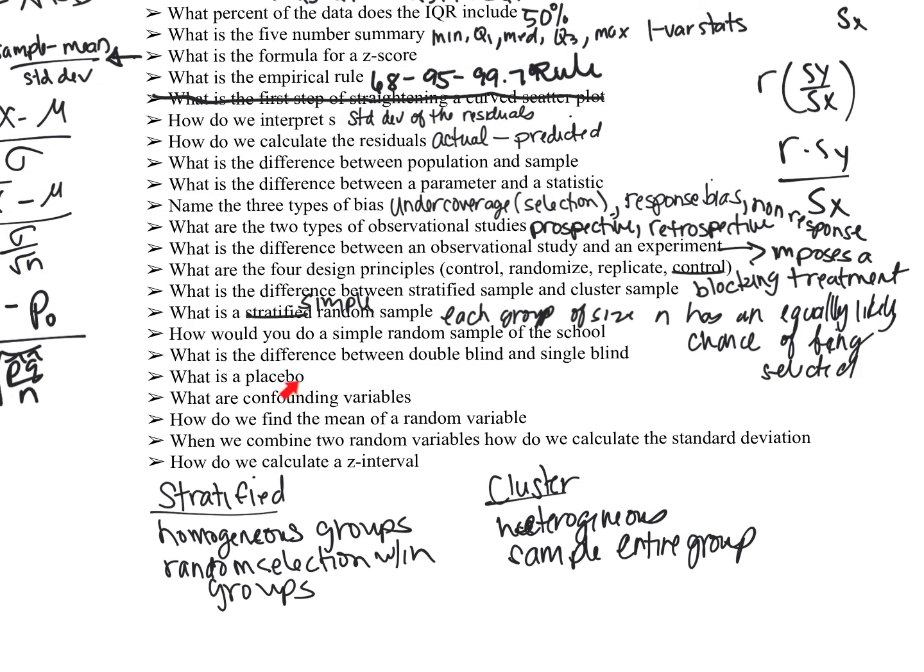The placebo is a treatment that has no effect. A sugar pill, giving it water instead of water with fertilizer in it. So the placebo is like the non-effect. It's usually the control group. It's the treatment that isn't expected to do anything.